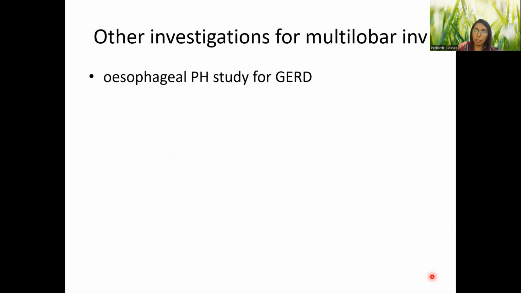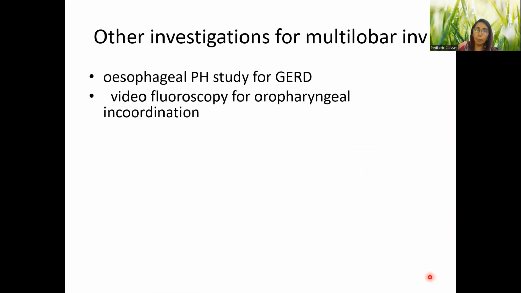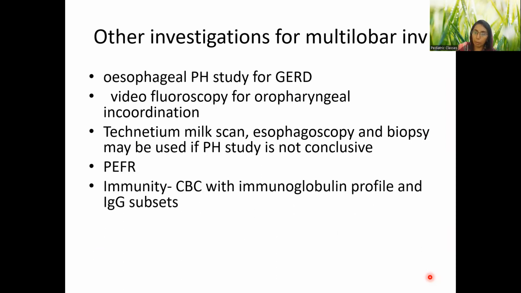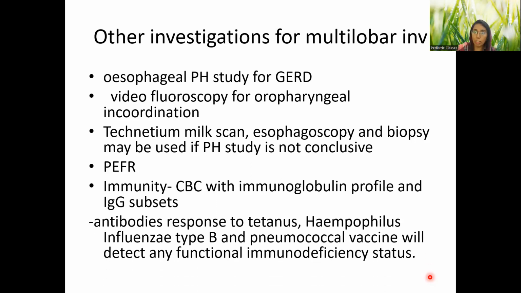So these are the investigations which I discussed: esophageal pH study, video fluoroscopy for oropharyngeal incoordination. You can actually go for technetium scan, esophagoscopy, and biopsy. The pH study is not conclusive. PEFR in case of asthma; for immunity, a CBC with immunoglobulin profile, IgG subsets, antibody response to tetanus, Haemophilus influenzae, pneumococcal vaccine, all to detect any immunodeficiencies in the child, and complement and T cell and B cell subsets.